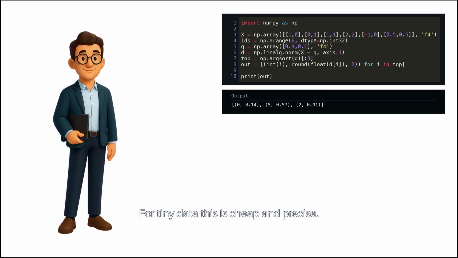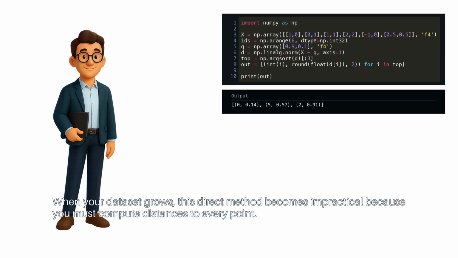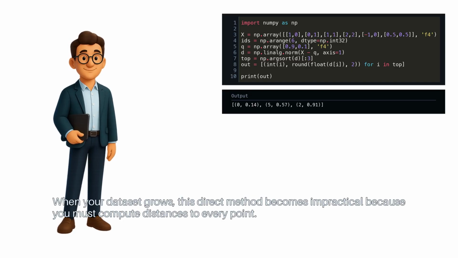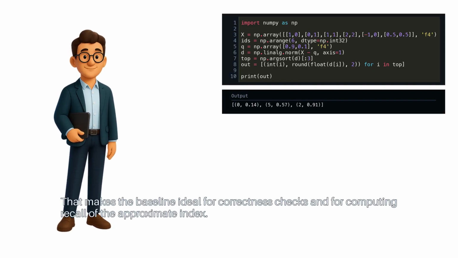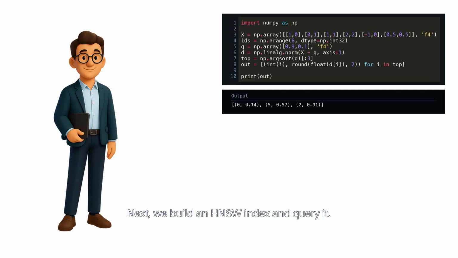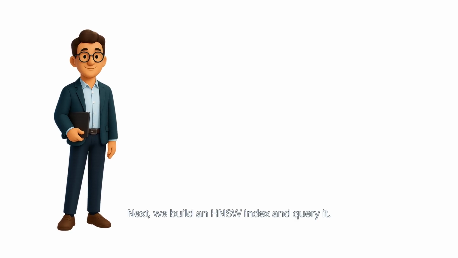For tiny data, this is cheap and precise. When your dataset grows, this direct method becomes impractical because you must compute distances to every point. That makes the baseline ideal for correctness checks and for computing recall of the approximate index. Next, we build an HNSW index and query it.